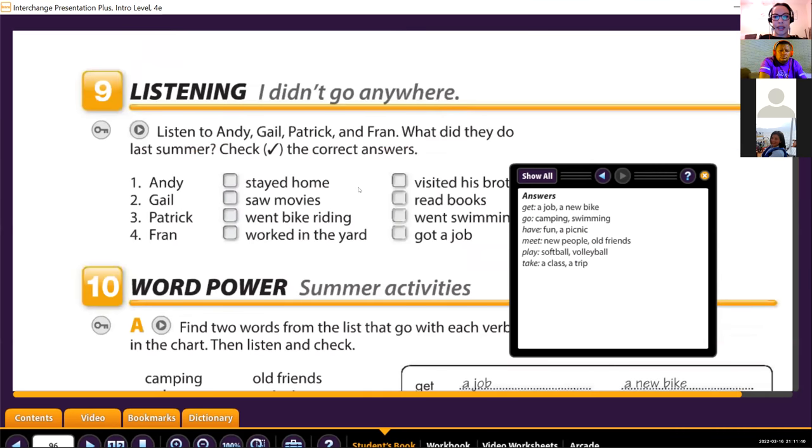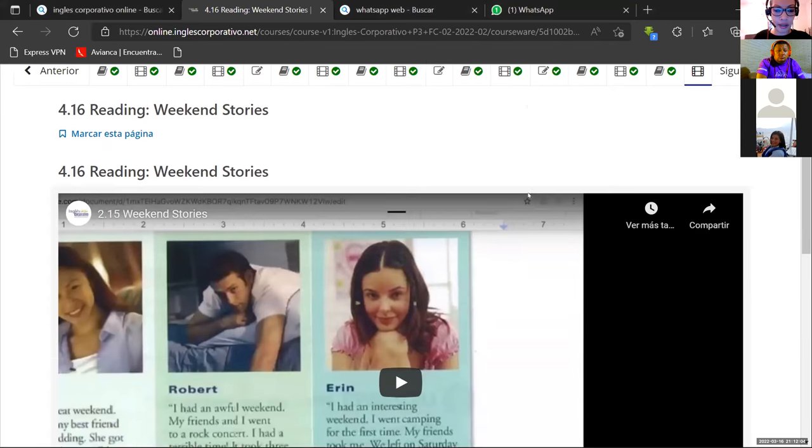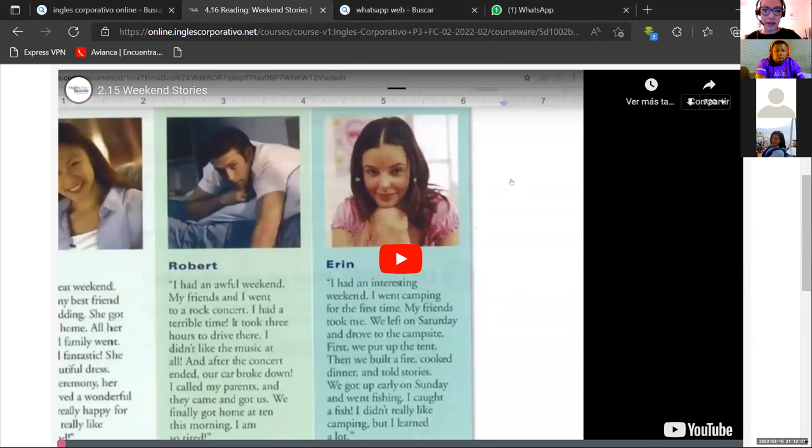I think that after that, the only thing that we were missing was the reading. So we're going to take a look to the reading and then we're going to see and discuss if we have any questions about vocabulary. After that, we're going to start the section number 5. So let's watch the reading about weekend stories. Can you see my screen? ¿Sí ven la pantalla ahí? Yes, teacher. Okay, good to know. So let me see if I'm sharing sound.